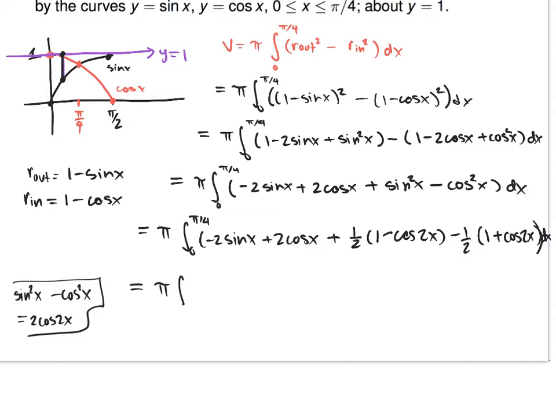So the integral from 0 to pi quarters of negative 2 sine x plus 2 cosine x. So first of all, what will happen to the 1/2s? You're going to get a positive 1/2 here and a negative 1/2 there, right? They cancel. Do you get that? Okay, then you're going to have a negative 1/2 cosine 2x and another negative 1/2 cosine 2x. So what does that become? Just negative cosine 2x, right?